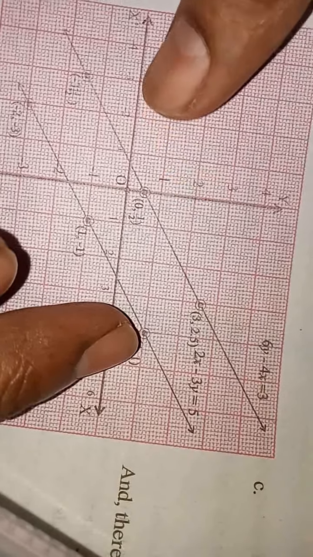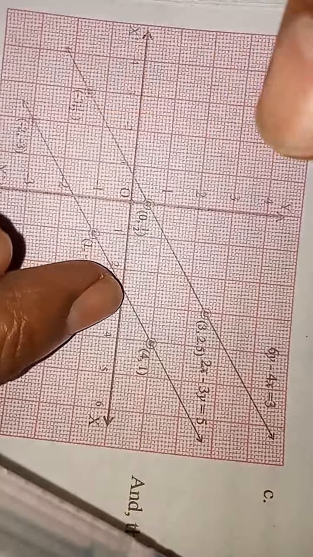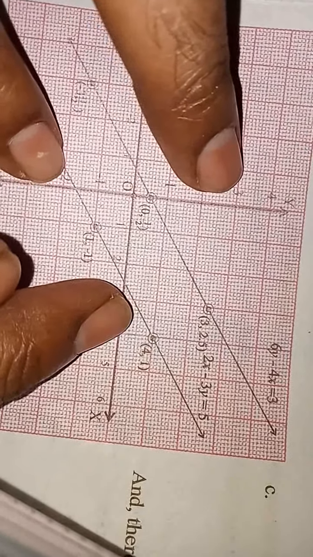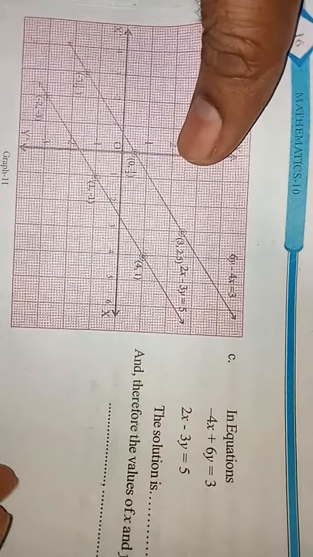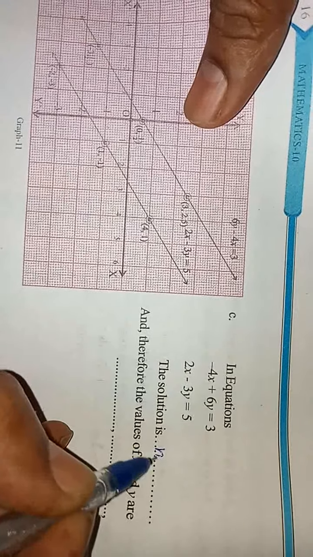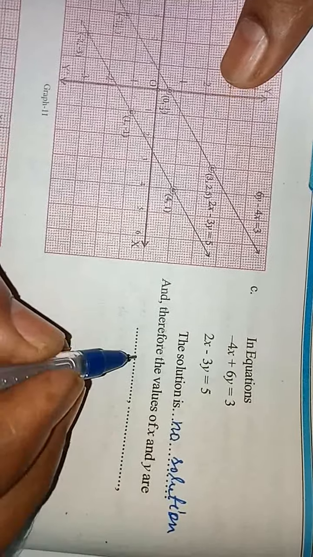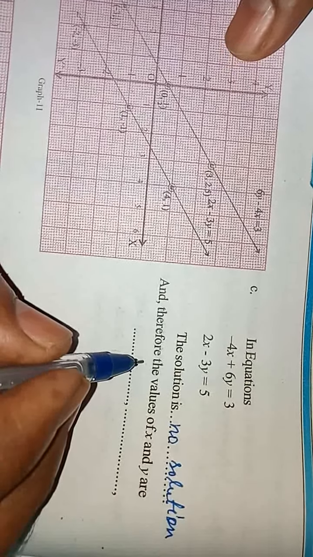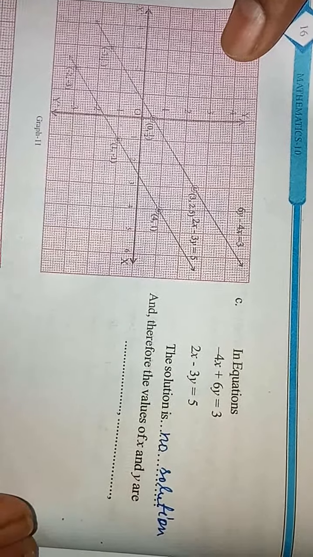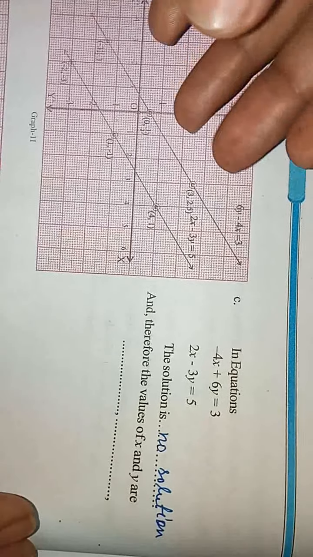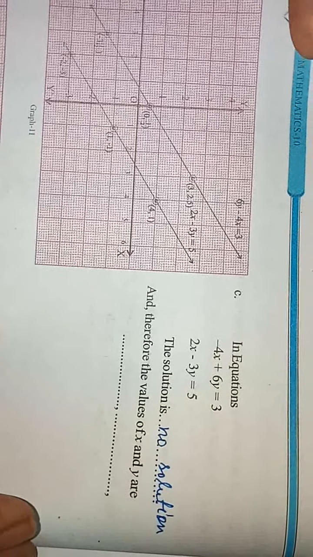They do not intersect each other. This shows that both are parallel. In case of parallel lines, the equation has no solution. So we can't write the value of x and the value of y here because they do not intersect each other. They have no solution.